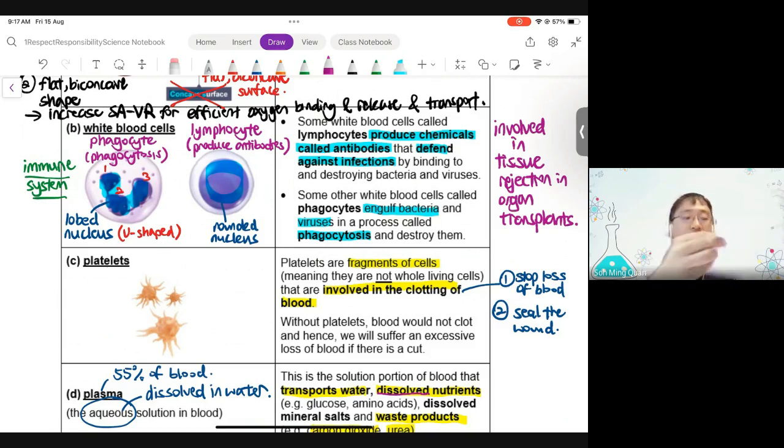Okay, so we have finished up to page 5 of this set of notes on the components of blood. In the next lecture video, we will look at page 6 till page 9, which is about the blood vessels and the heart.